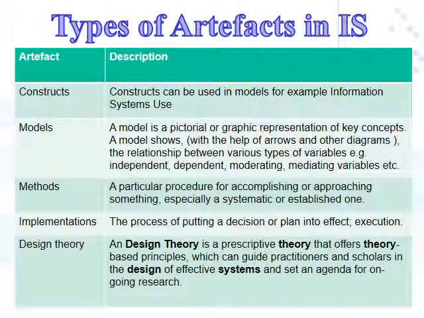You can have a method, which is a particular procedure for accomplishing or approaching something. You can have an implementation, which can be the process of putting a decision or plan into effect, execution, a system, and then a design theory, which is a prescriptive theory. In general, all types of artifacts can be categorized as one of these 5.